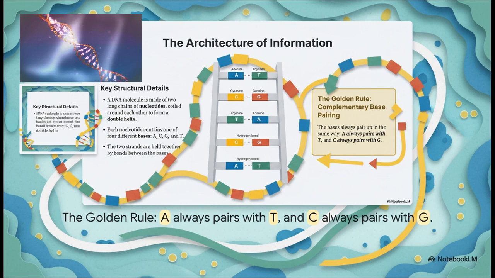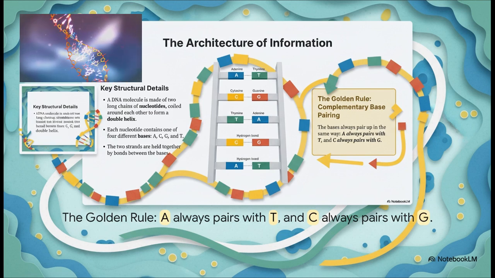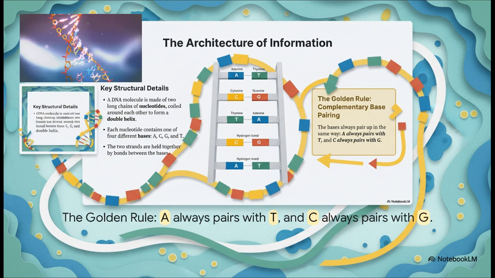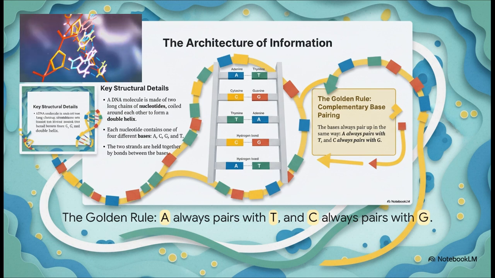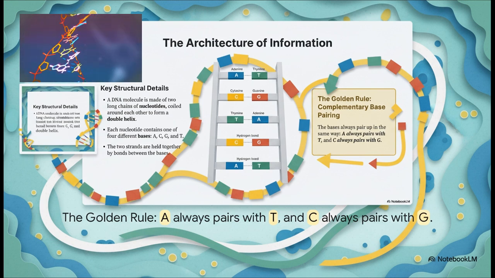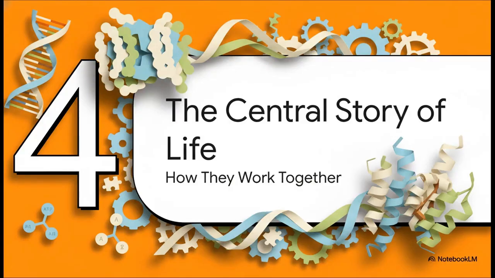That famous double helix. It's made of two long strands coiled around each other, like a twisted ladder. The rungs of the ladder are made of 4 chemical bases: adenine, thymine, cytosine, and guanine. And this is where it gets really important. They don't just pair up randomly. There's an unbreakable rule, what we call the golden rule of base pairing. Adenine, or A, always pairs with thymine, T, and cytosine, C, always pairs with guanine, G. Always.